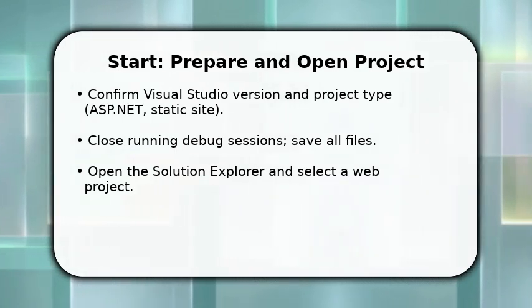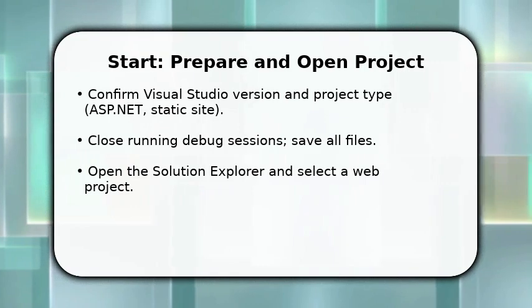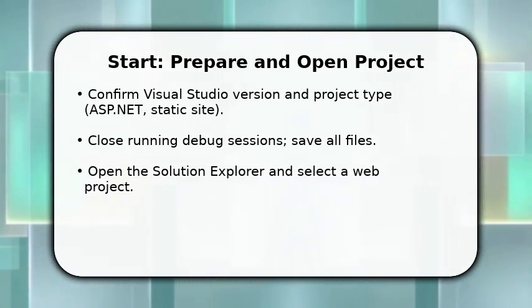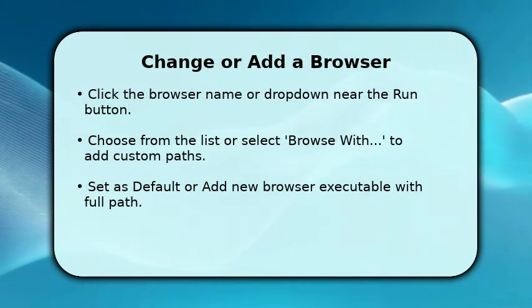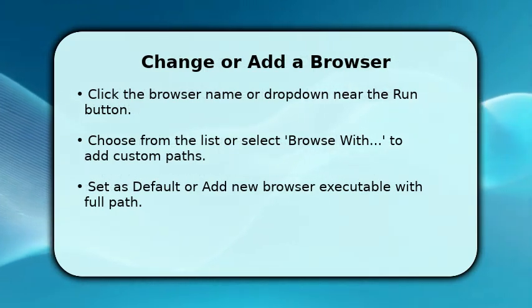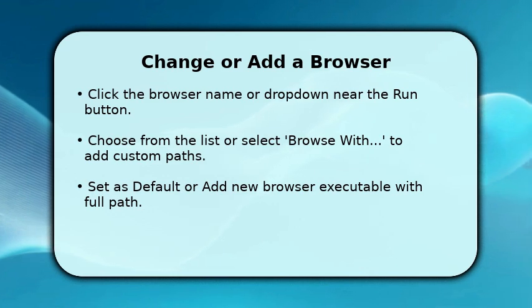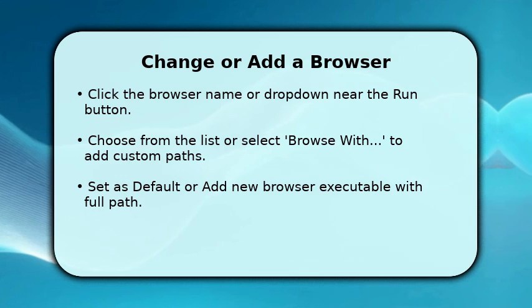Now look to the Run/Debug toolbar, where the current browser is displayed. This is where you make the first actionable change. You click the browser label by the Run or IIS Express button. This reveals available browsers. If your desired browser isn't listed, choose Browse with, then add and provide the executable path.